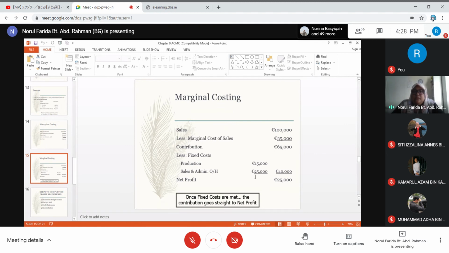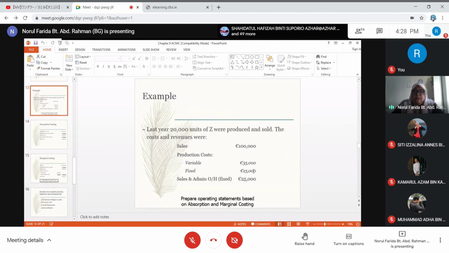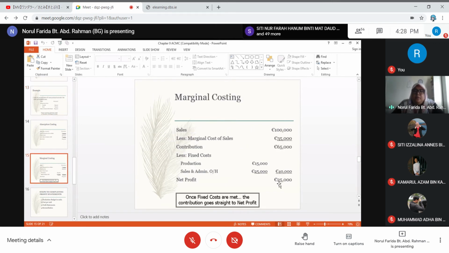Okay, semua fixed cost dia treat sebagai period cost. So dia akan tolak kesemuanya for that period. So you have your production tadi 15,000, fixed production. Okay, mana tadi? Fixed production 15,000 and sales and admin overhead 25,000. So you will get a net profit of 25,000.